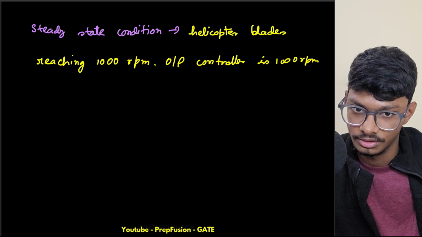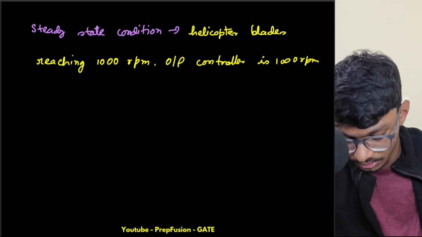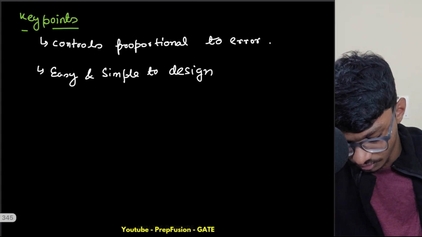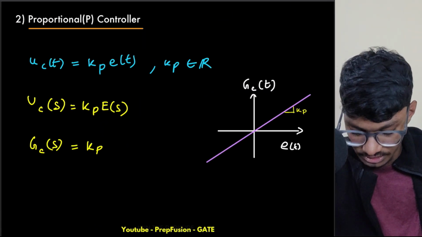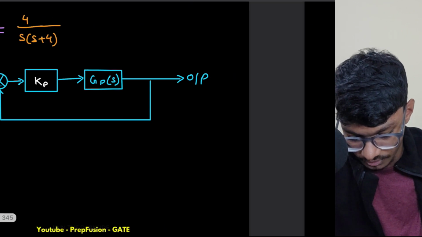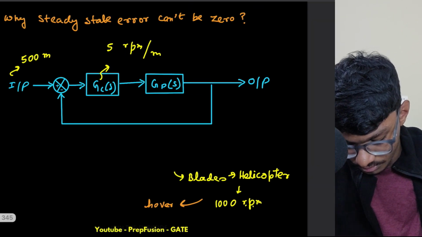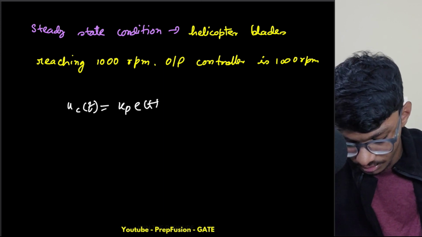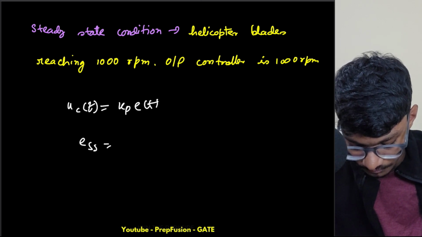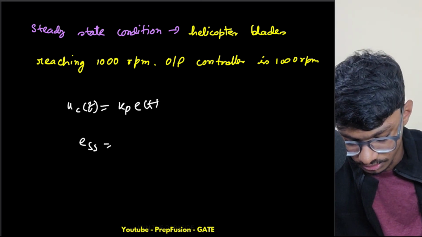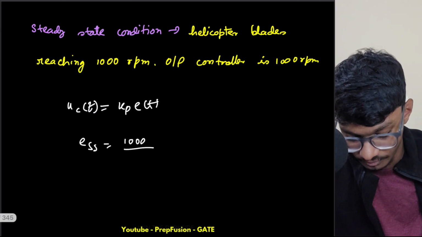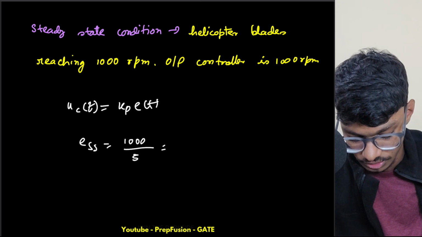If the output of the controller is 1000 rpm, we know one thing that I already wrote: u_c(t) equals kp into e(t). So my e steady state will be u_c by kp. u_c is 1000, so 1000 by kp. Kp is 5, because that is the proportional gain, so it is 200.